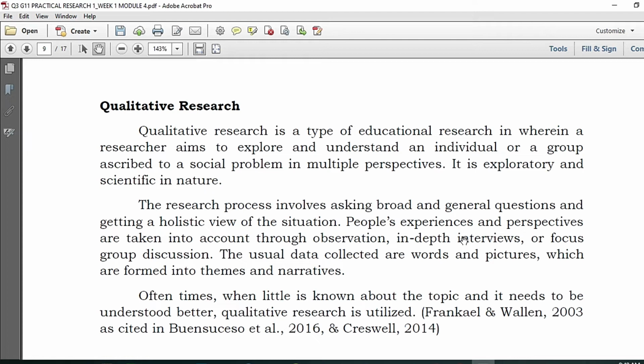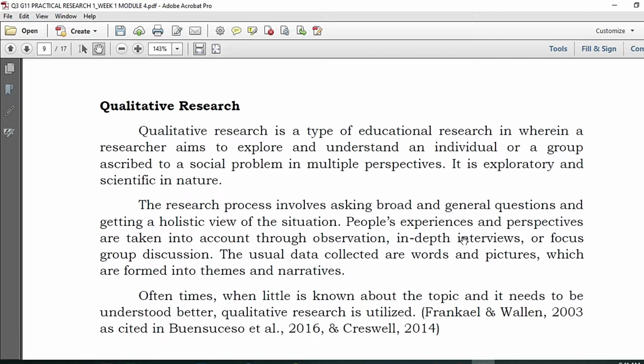Okay, so let's now have qualitative research. Qualitative research is a type of educational research wherein a researcher aims to explore and understand the meaning an individual or group ascribes to a social problem in multiple perspectives. It is exploratory and scientific in nature. The research process involves asking broad and general questions and getting a holistic view of the situation. People's experience and perspective are taken into account through observation, in-depth interviews, or focused group discussion.